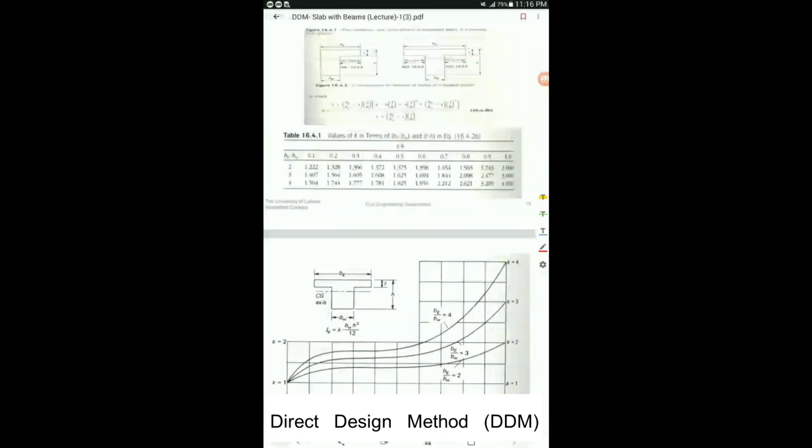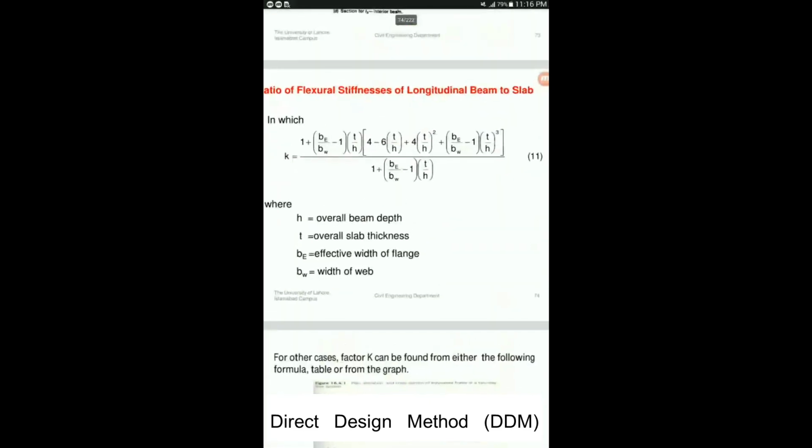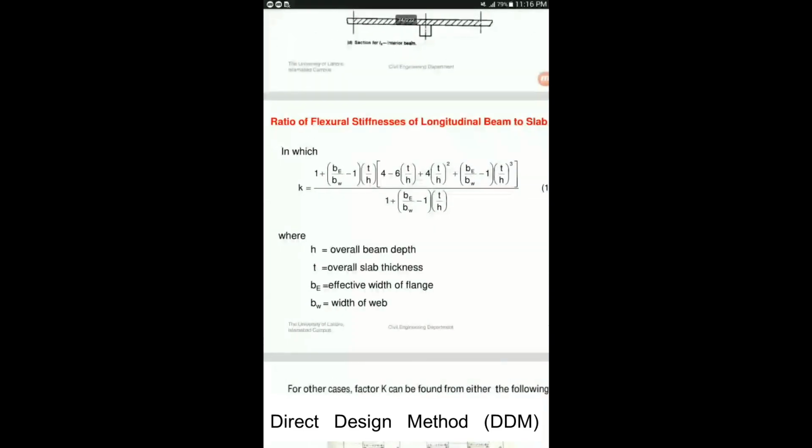I would suggest you find the value of K using this formula, because in the exam you can have this one in your design aids. So it will be quite easy and it will give you accurate values. I'm just going to explain this one. For this, you need B effective, then BW, then T, and the fourth one is H. These are the four variables you require to complete the calculation for finding the value of K using this formula.